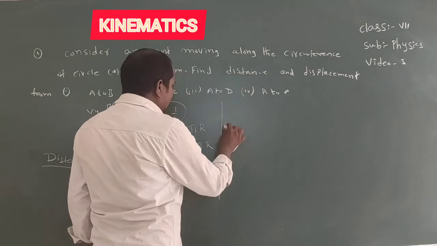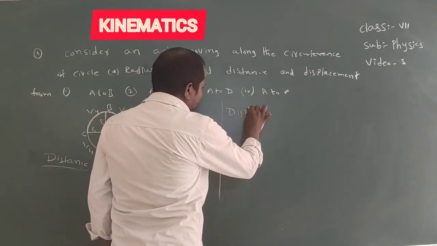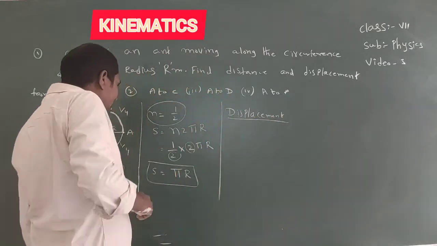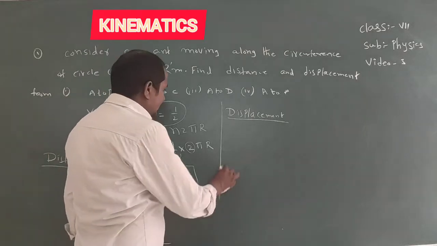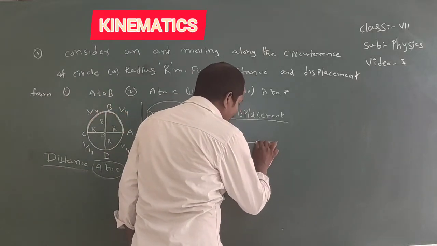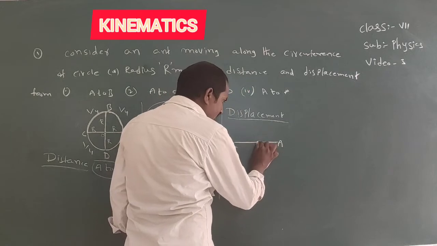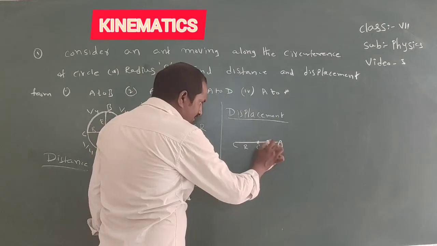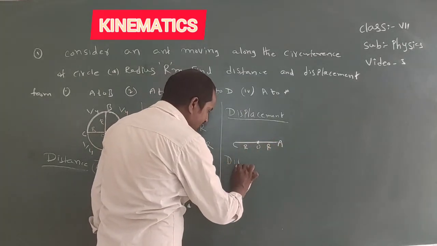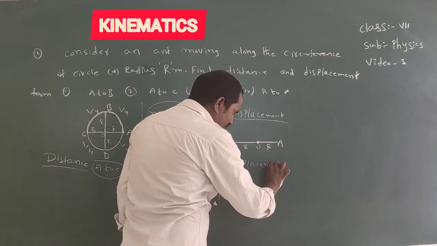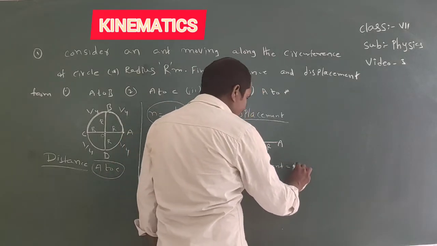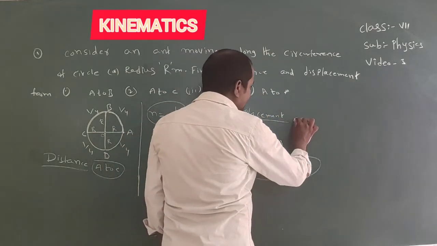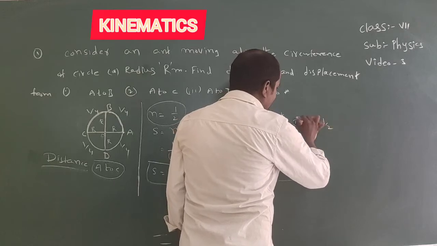Now displacement. If a body is moving in a circular path, here it is a diagonal, A to C. So it is O, r, here also r. Therefore it is a straight line, AO plus OC. So displacement equal to 2r. It is the displacement if n equal to 1 by 2.